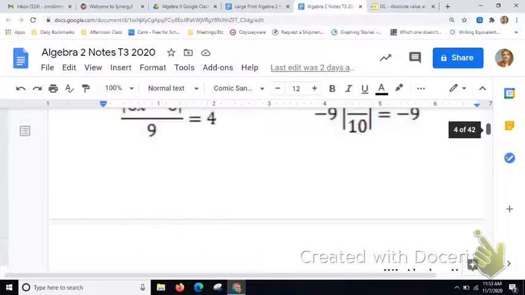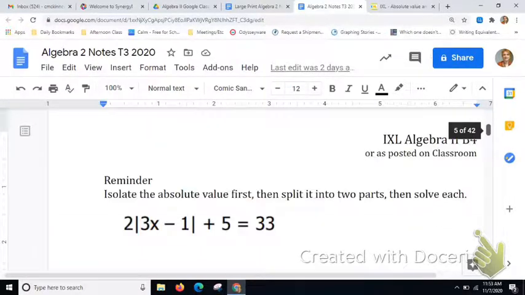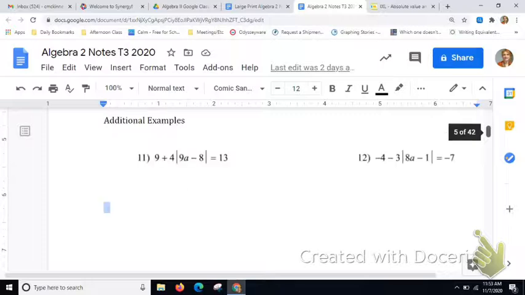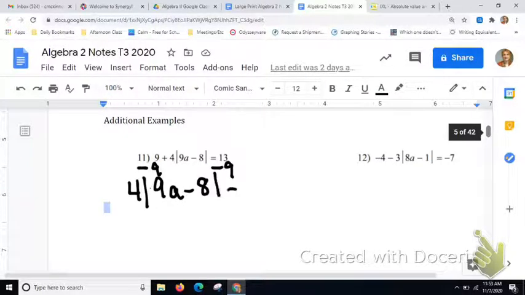So it's going to be important that we undo things. Remember, we're supposed to get that absolute value by itself first. So when we go to undo things here, we need to be subtracting 9 on both sides first. Then I have 4 times the absolute value of 9a minus 8 is equal to 4. Then I divide both sides by 4.